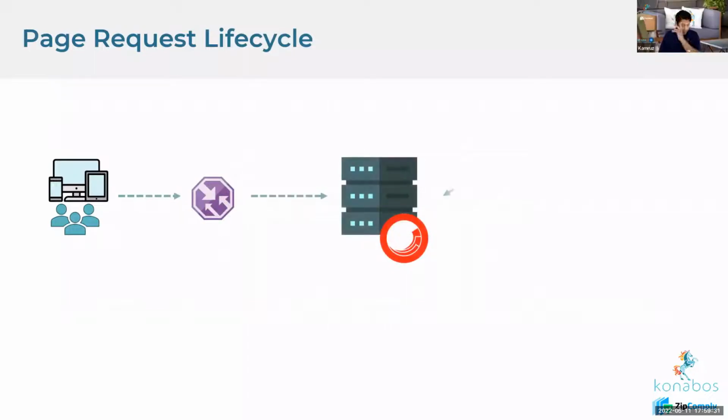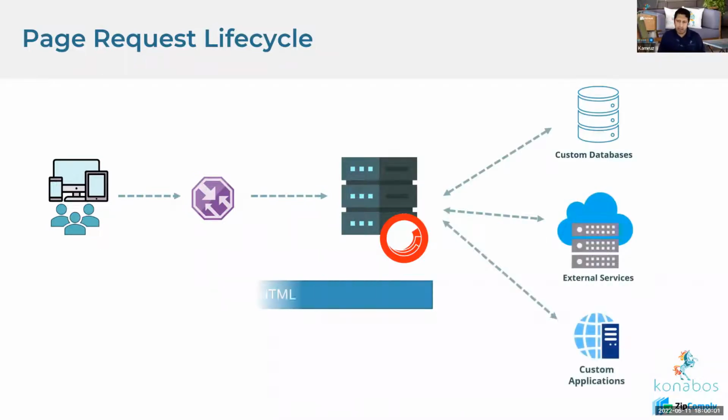So as a result of all of these changes, the way we request our page changes, right? In a typical Sitecore page request lifecycle, the user requests a page, it'll probably go through some sort of traffic manager or CDN. The Azure server will handle that request, and you will then go through a set of pipelines, you might call some custom databases, some external services and some other custom applications, and then you build the HTML page, and that will get returned to the user, the final product.